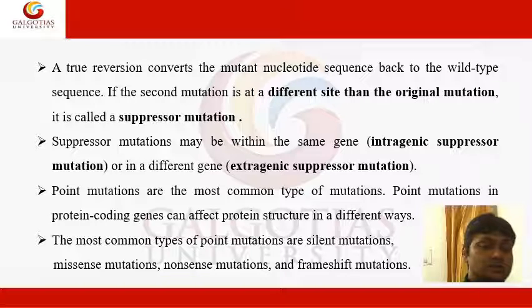The suppression mutations may be within the same gene. Point mutations are the most common type of mutations, and point mutations in protein coding genes can affect the protein's structure in different ways. The main types of point mutations are the silent, nonsense, and missense mutations.